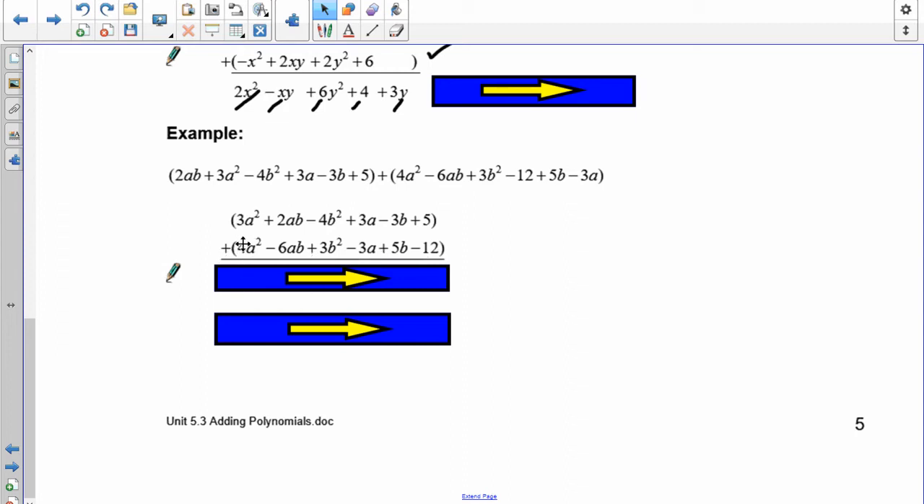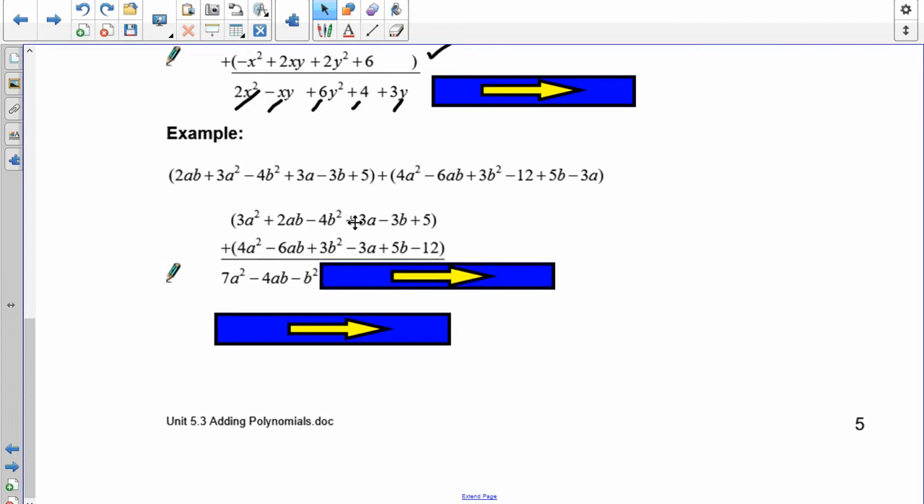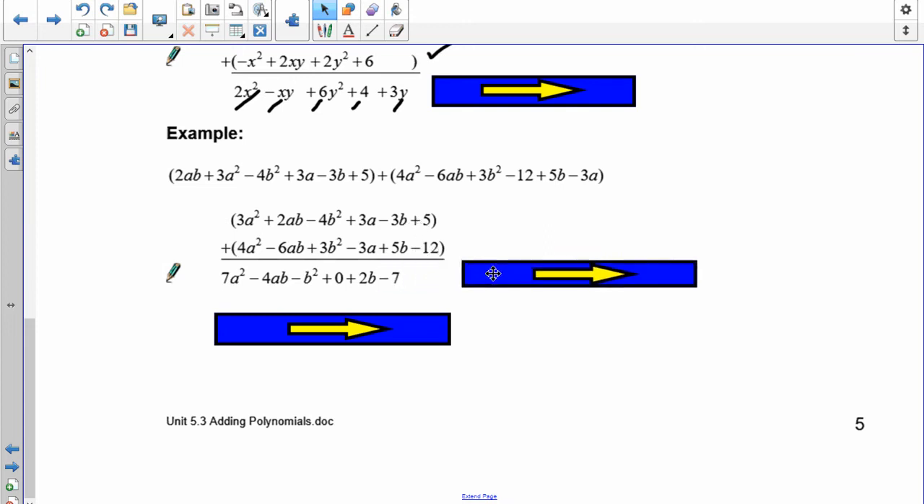Now, taking a look at 3a squared plus 4a squared, that's a 7a squared. 2ab and 6ab, and this is negative, so negative 6 and positive 2 is negative 4ab. Negative 4b squared and 3b squared means I've got negative 1b squared, or just b squared. Positive 3a and negative 3a, these all cancel out, so you have a 0. And a 5b and a negative 3b gives you a 2b. And of course, negative 12 and positive 5 is negative 7.